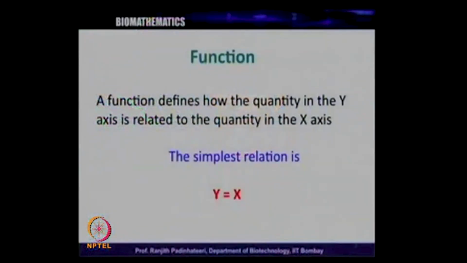So, what is the simplest relation that you can think of? The simplest relation that you can think of is nothing but y is equal to x. If we define a function as how a quantity on the y axis is related to the quantity on the x axis, the simplest relation is basically y equal to x. Now, how do we plot this y equal to x as a graph?